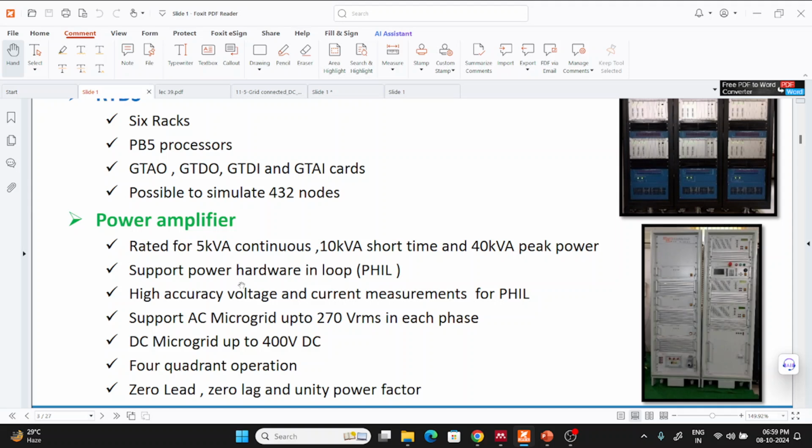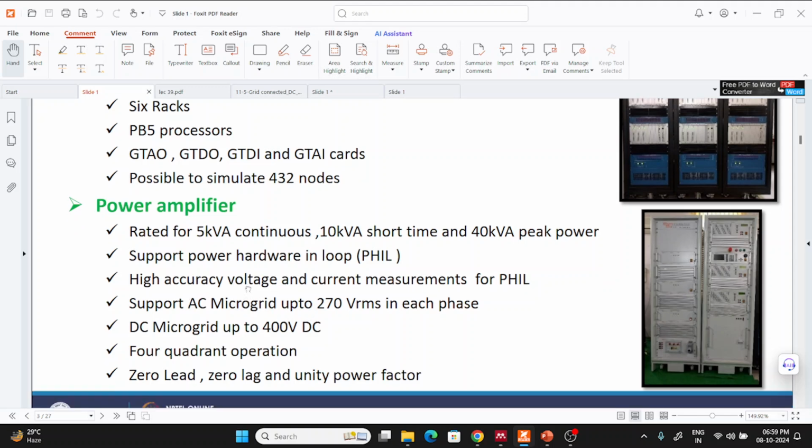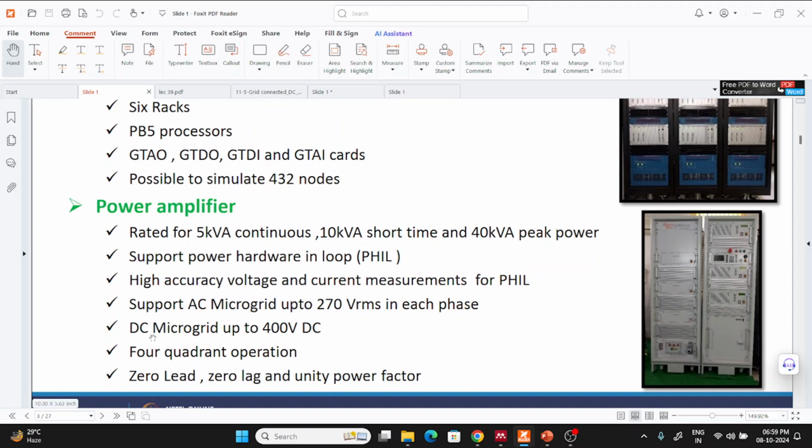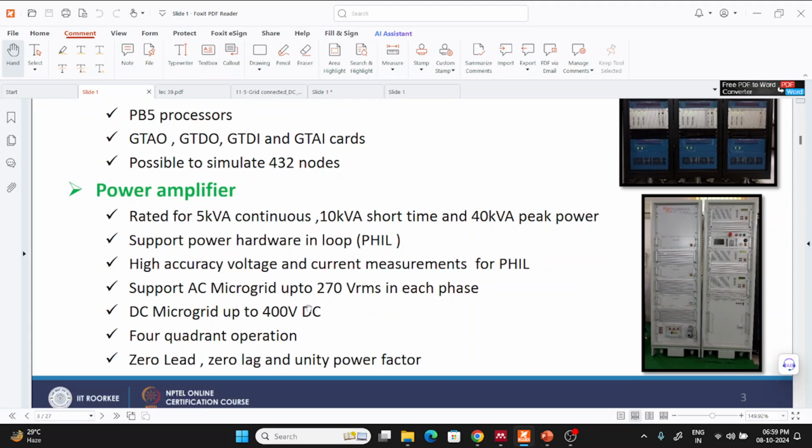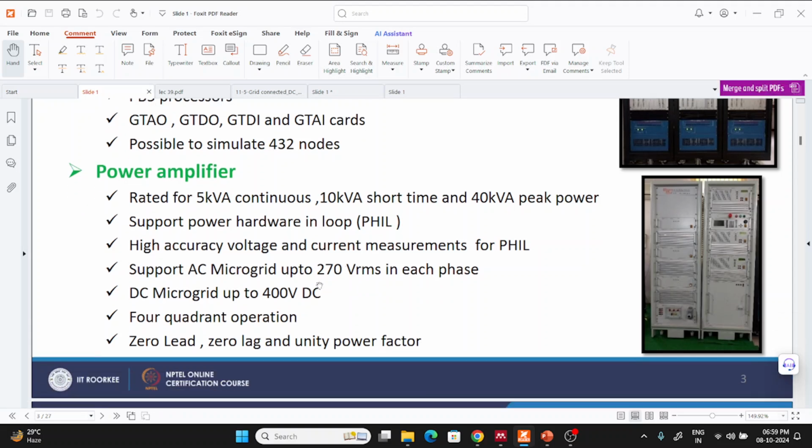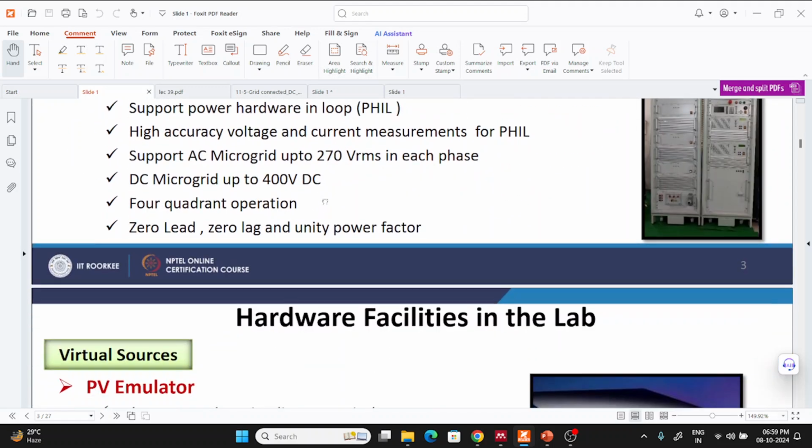They also support power hardware in loop. These power amplifiers help in high accuracy AC voltage and current measurement, and they can also support an AC microgrid up to 270 VRMS in each phase. They can perform operation in four quadrants: zero lead, zero lag, and unity power factor.